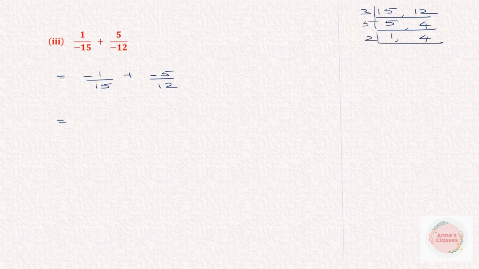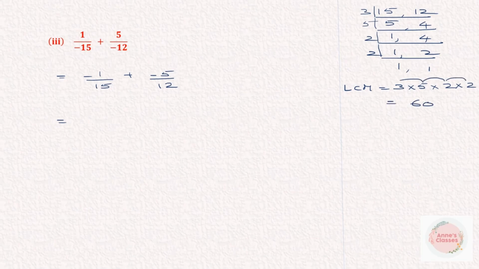Now you can use 2. 1, 2 2s are 4 and 2 once more. 1 and 1. So what is your LCM? 3 into 5 into 2 into 2. 3 5s are 15. 15 2s are 30. 30 2s are 60. So the LCM is 60.